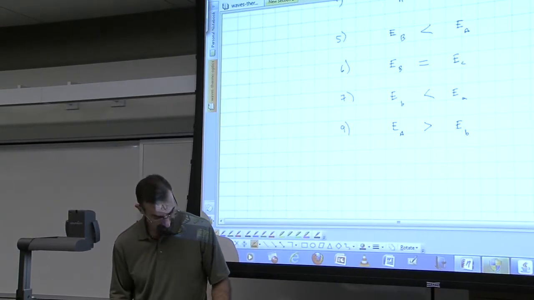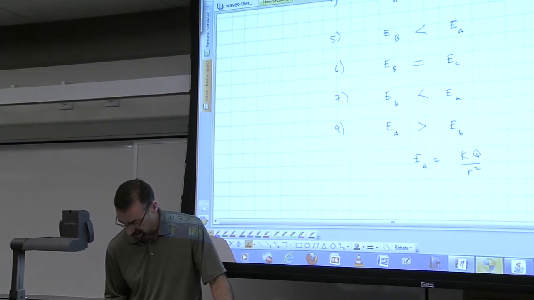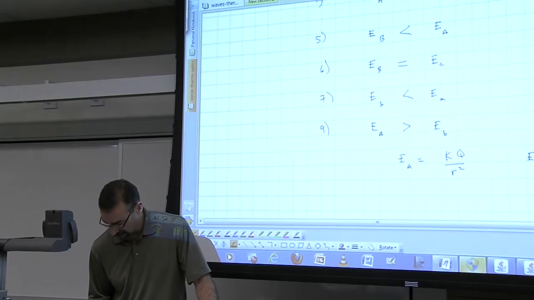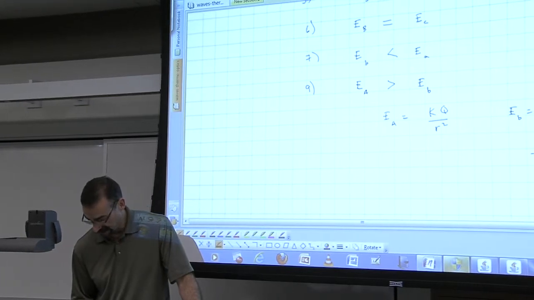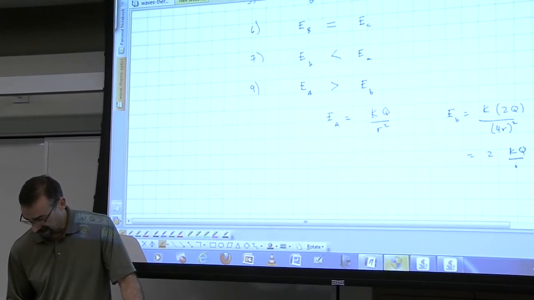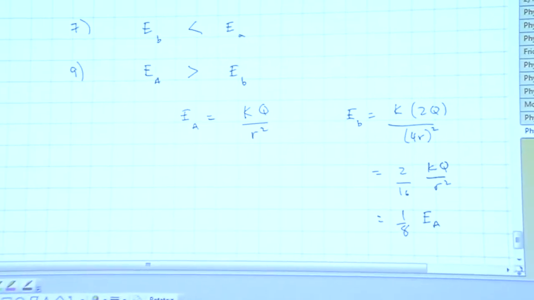Is that right? Oh, yeah. So the electric field at A is K capital Q over R squared. The electric field at little b is K 2Q over 4R squared. Is that right? And so what is this? This is going to be 2, and that's 16. This is 1/8. So A is 8 times bigger.